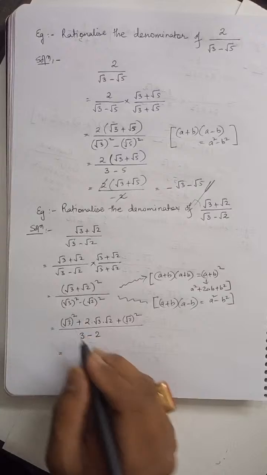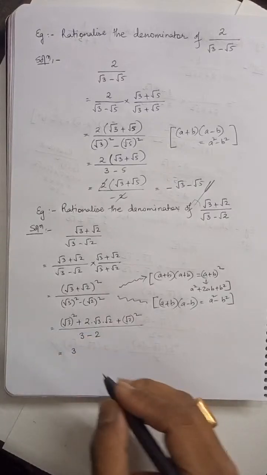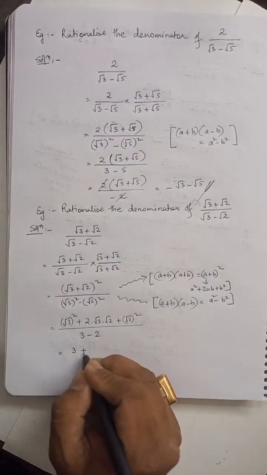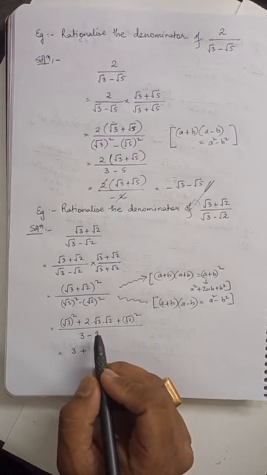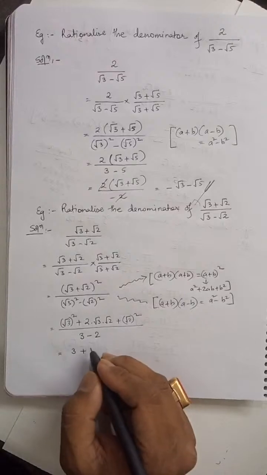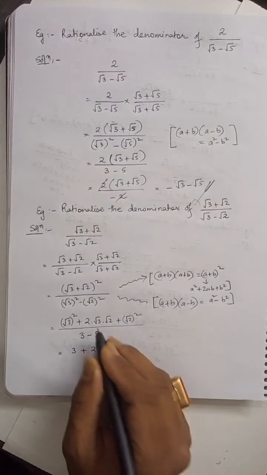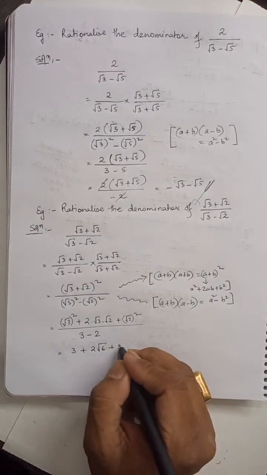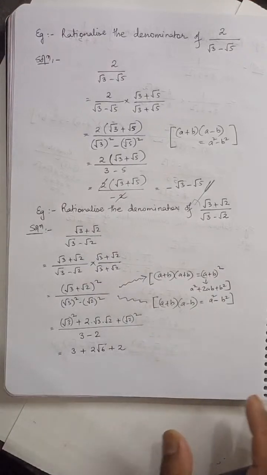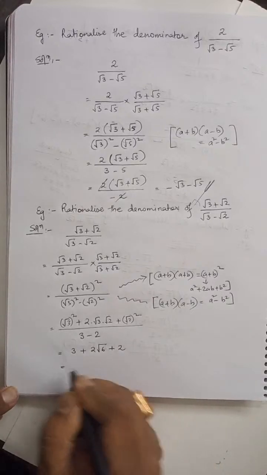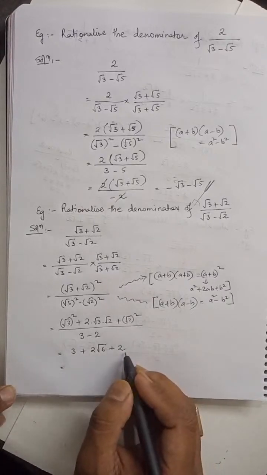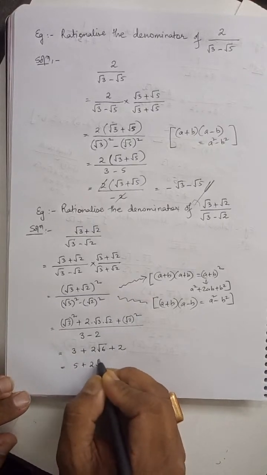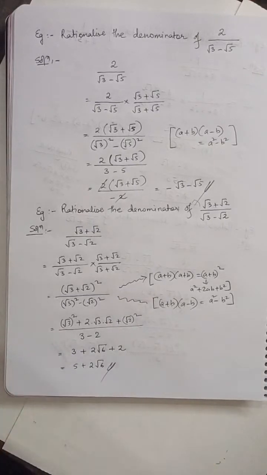Okay, so root over 3 whole square is 3. So I am not going to write the denominator because the denominator will be 1. So 3, 2 into, now see, root over 3 into root over 2 can be written as 2 root over 6. 3 into 2 is 6, and root over 2 whole square is how much? 2. So our final answer will be how much? 2 into 2 plus 3 can be added because these are rational numbers. So 5 plus 2 root over 6. So this is our final answer.